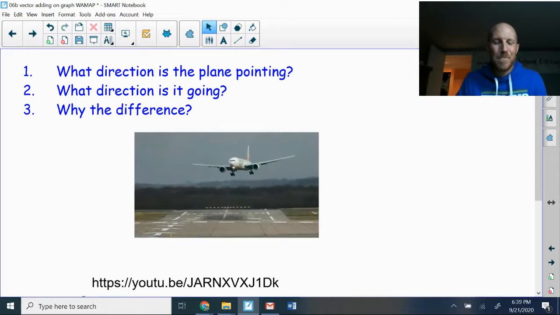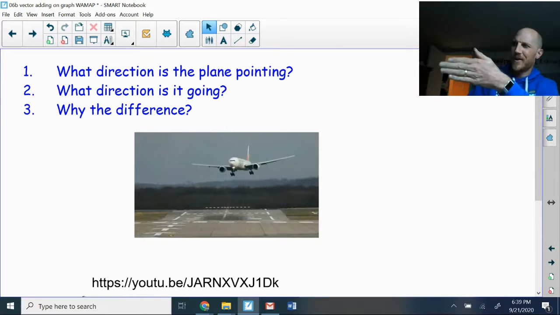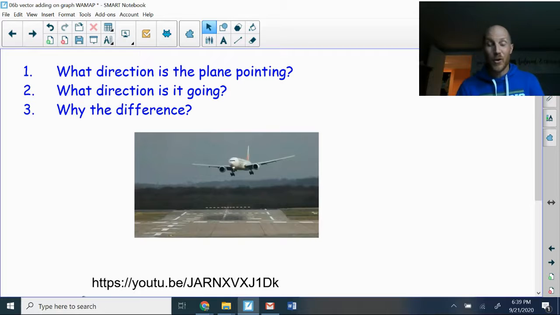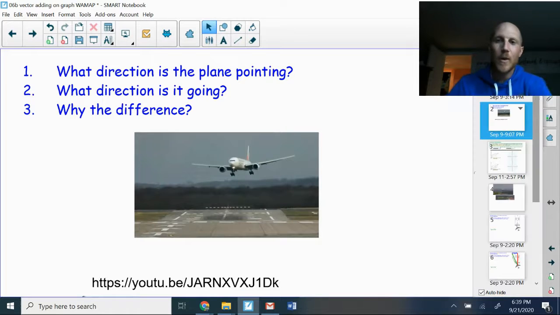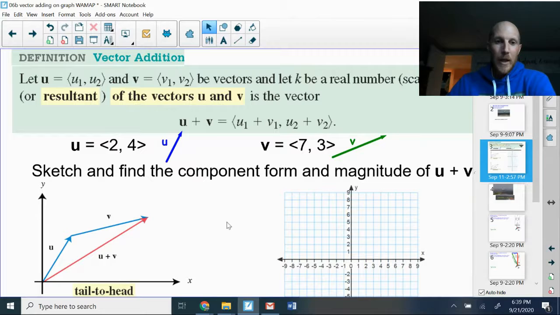What direction is the plane pointing? Well, it's like that way. What direction is it going? Straight ahead. Why the difference? I'll let you think about that one for a minute. You probably know the answer already, but we'll come back to that right after this.